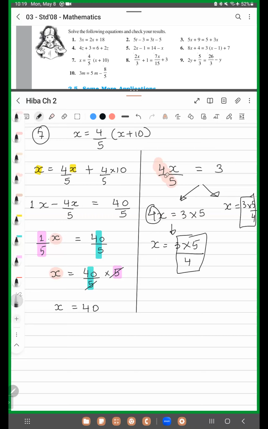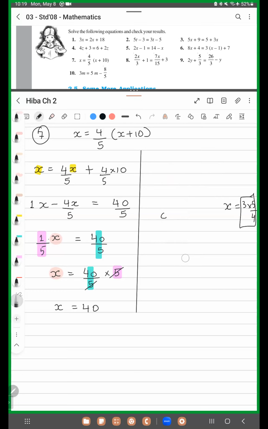So what I'm trying to say is you can take this 5 also to the other side because it is being divided. If it was 4 plus 5 into x plus 10, or 4 minus 5 into x plus 10, or whatever, then you cannot take this 5 away because it is bound with 4. In case of multiplication and division, it's not bound. If it was 4 into, let's say, 7, you can take this 7 also. Are you understanding now?